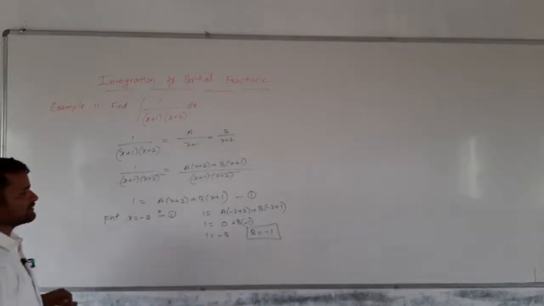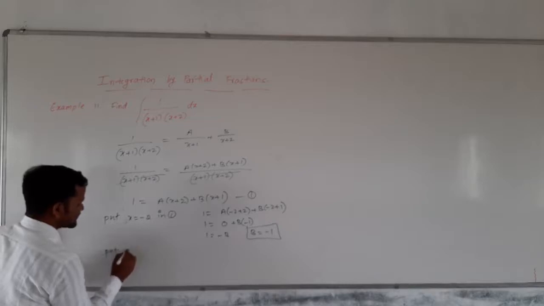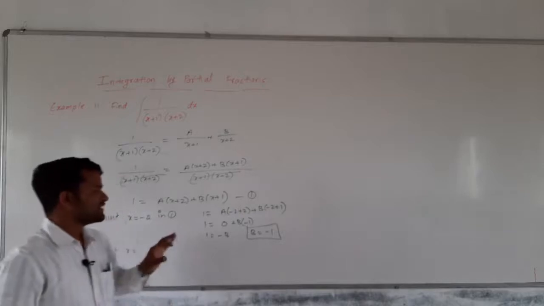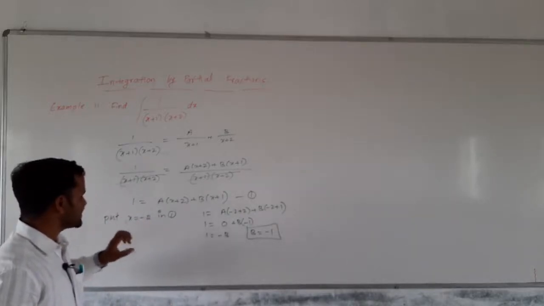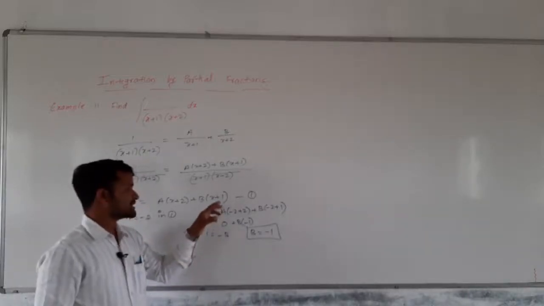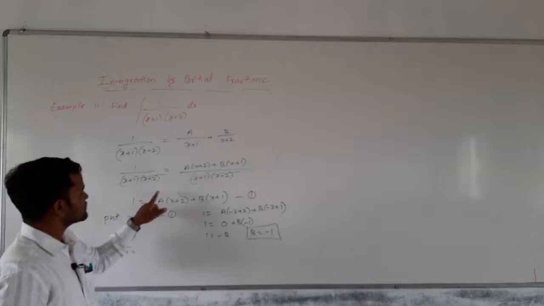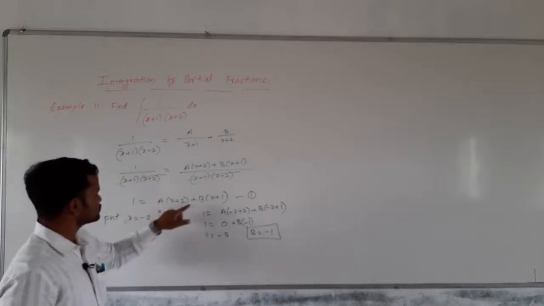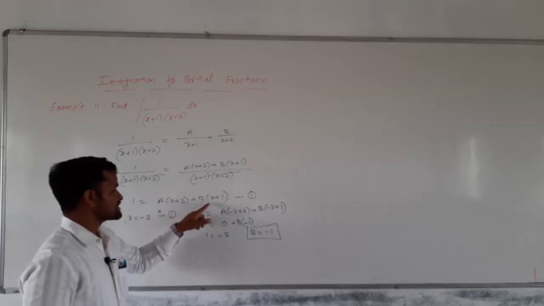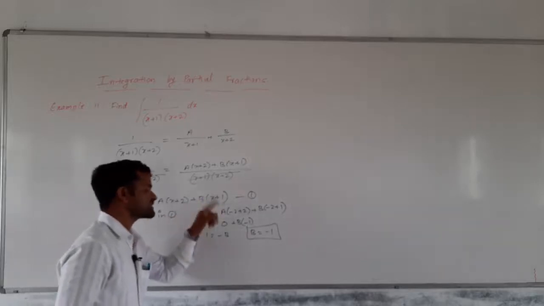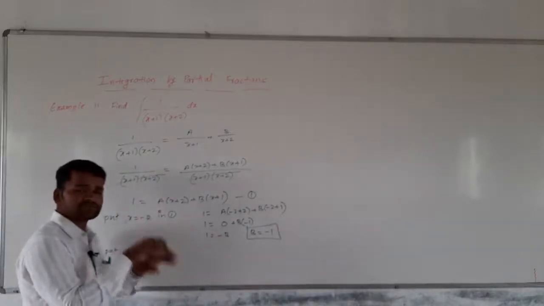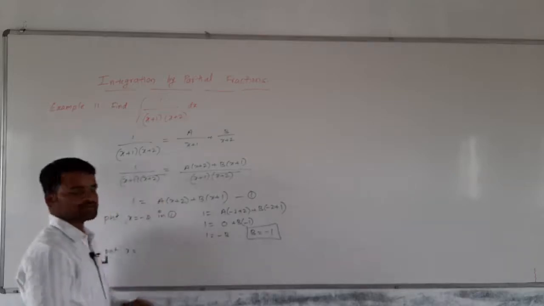Now to find out the value of a, what do you do? You substitute any other real number, any real number we can substitute, but to get the value of a very easily, we will substitute the value of x such that it makes any one term 0. Here I substituted x is equal to minus 2 to make the first term 0, and now I will substitute x is equal to minus 1 to make this term 0, so that we will get the value of a. Okay, there is no compulsion that we have to substitute like this only. You can substitute any real number you want.